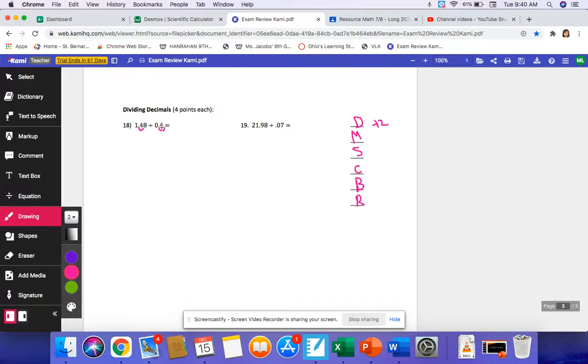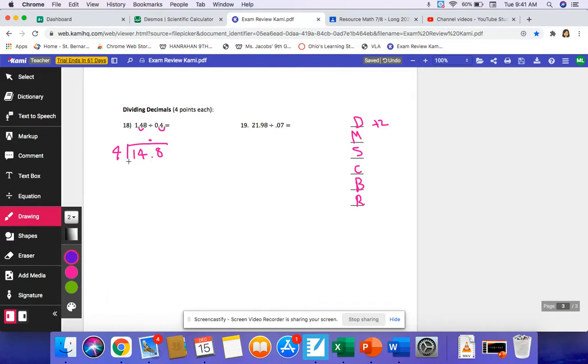So I'm going to move this 1 decimal point to make that a 4, which means I have to move this 1 decimal point. So that gives me 14.8 divided by 4. And we have to line our decimal points up. So my decimal point in my answer lines up with my decimal point in my dividend. And we start out with dividing.